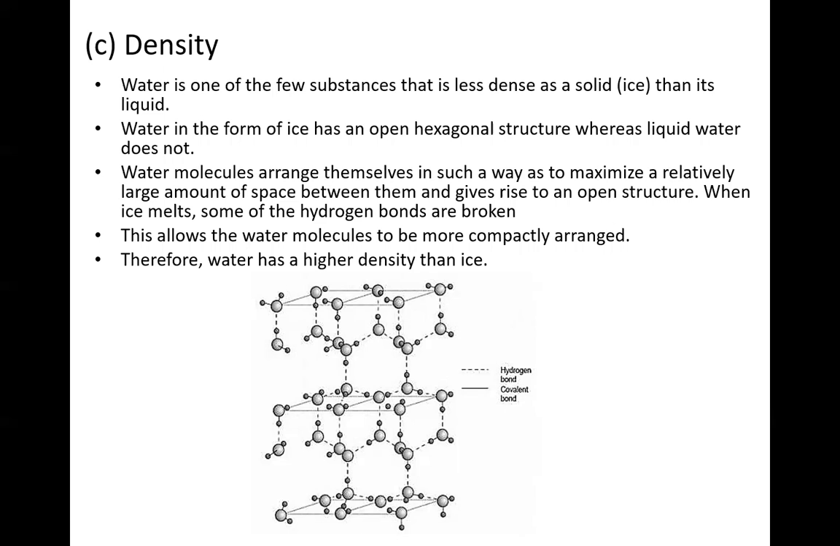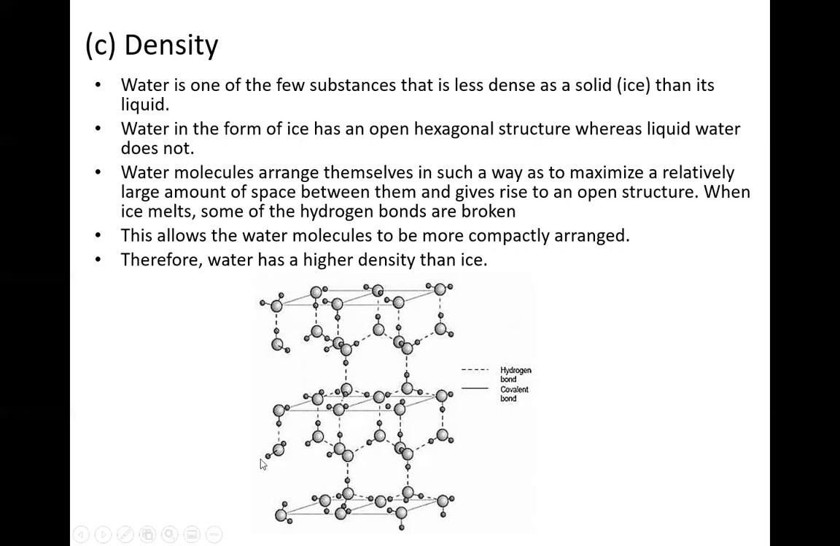So why does this happen? This is because water in the form of ice has an open hexagonal structure, whereas liquid water does not. Water molecules arrange themselves in such a way as to maximize a relatively large amount of space between them and give rise to an open structure. When ice melts, some of the hydrogen bonds are broken. This allows the water molecules to be more closely arranged. Therefore, water has higher density than ice.